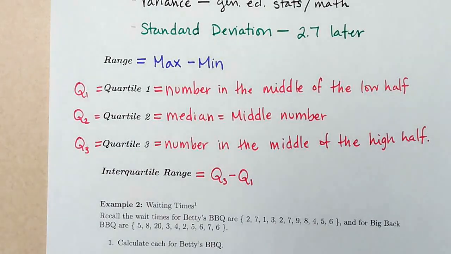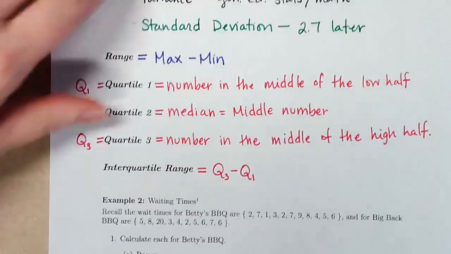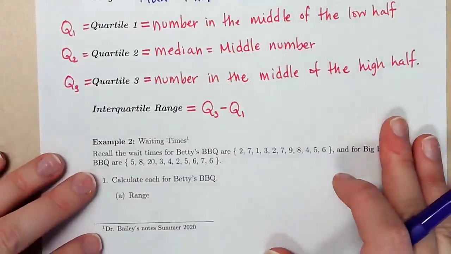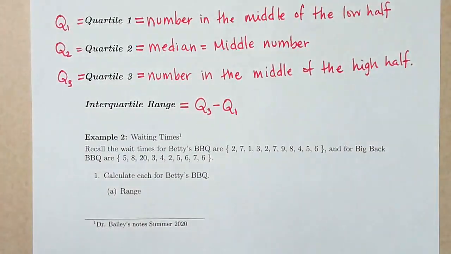Okay, let's look at example 2. Waiting times. Recall the wait times for Betty's barbecue are, there they are. And for Big Back barbecue are those. So we have some groups of numbers that give us some wait times before being served at barbecue joints. Calculate each of the following for Betty's barbecue, the range.